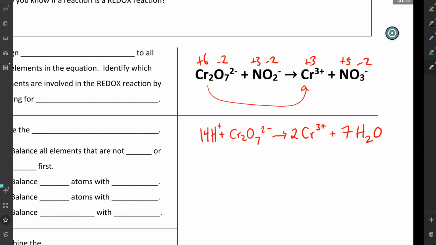Okay, so we should be balanced for mass now. I've got the same number of chromiums, hydrogens, and oxygens on both sides of the equation. Up next, I check for charge. So I've got plus 14, and I've got a minus 2, so that's a plus 12 on the reactant side, and just a plus 3, because water is neutral, on the product side. So plus 12, and I've got 2 times plus 3, so that gives me a plus 6 overall. So in order to balance this out, I need to put 6 electrons on the reactant side. Now I've got the correct charge. They're balanced. Let's try this again with nitrogen.